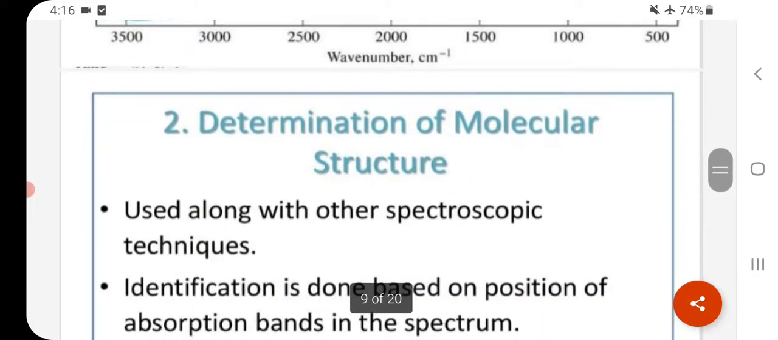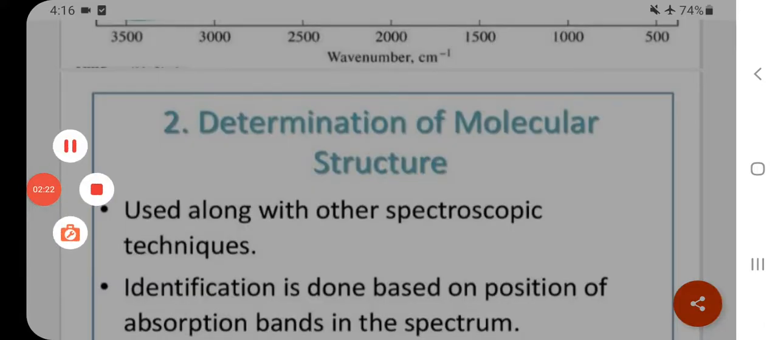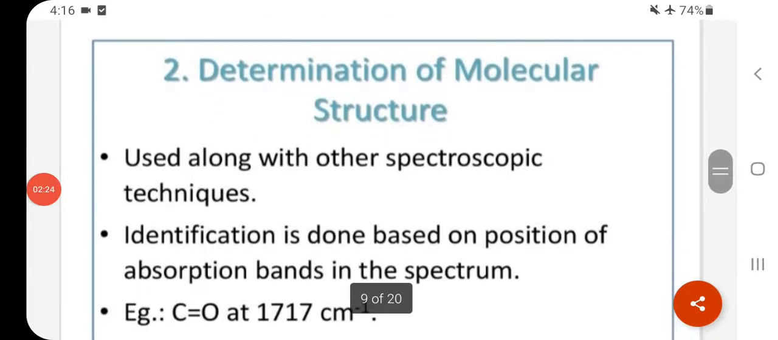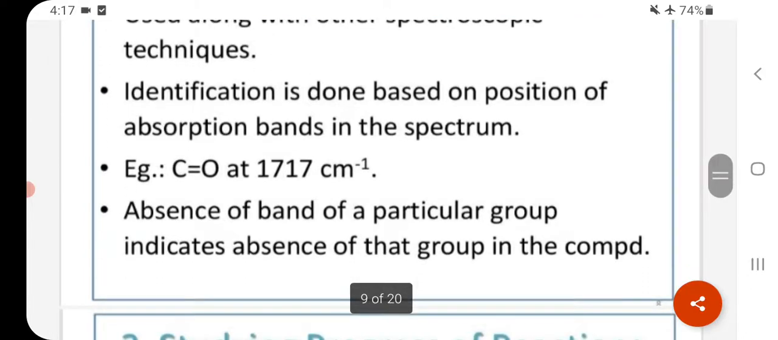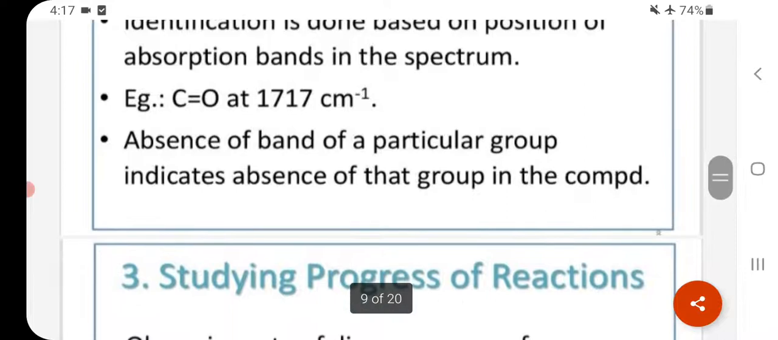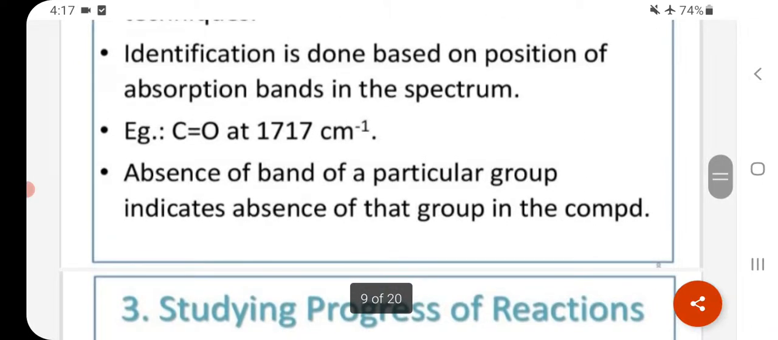Second, determination of molecular structure. It is used along with other spectroscopic techniques. Identification is done based on position of absorption bands in the spectrum. Example, C double bond O at 1717 cm inverse. Absence of a band of a particular group indicates absence of that group in the compound.